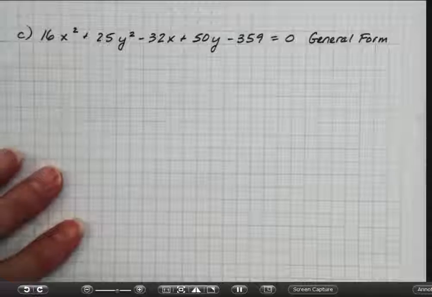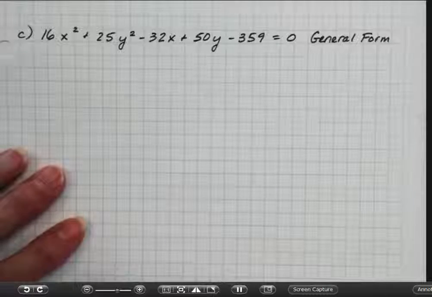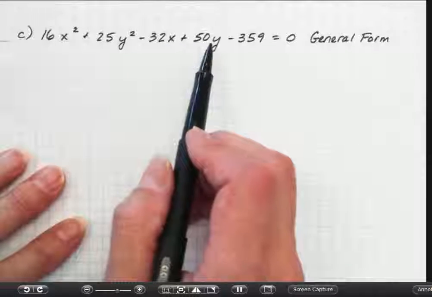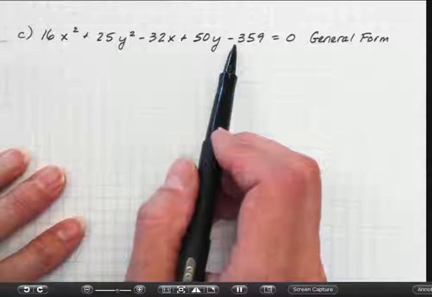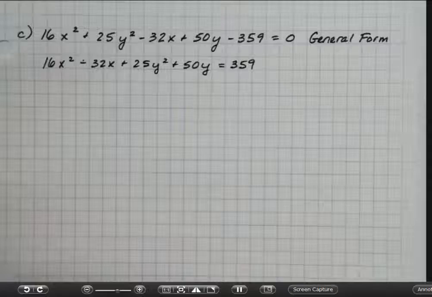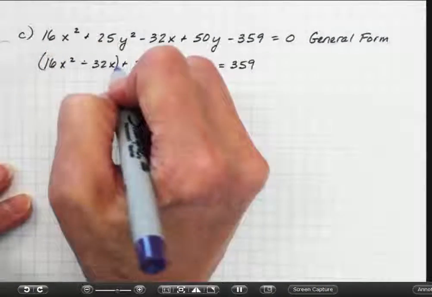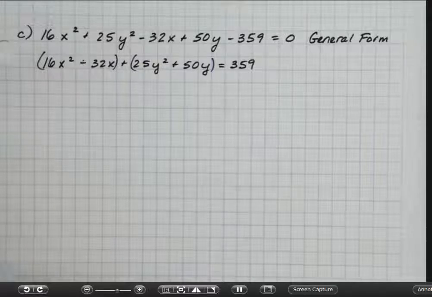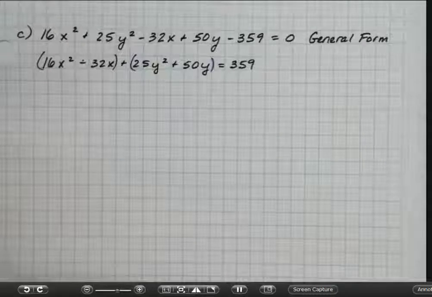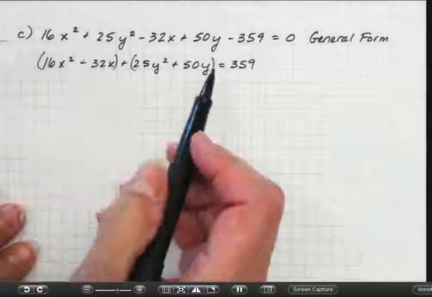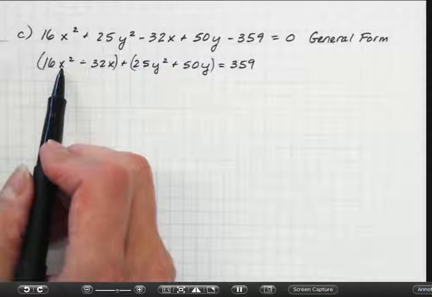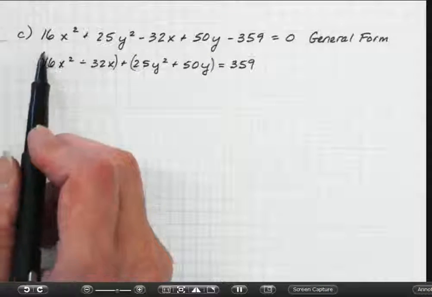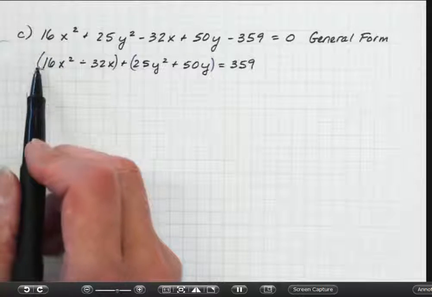So the first thing I'm going to do is get my x terms together, get my y terms together, and add 359 to both sides. Just like when we were dealing with circles, we want to be able to complete the square on our x terms and our y terms. But to be able to complete the square, the coefficient on my squared terms has to be 1.